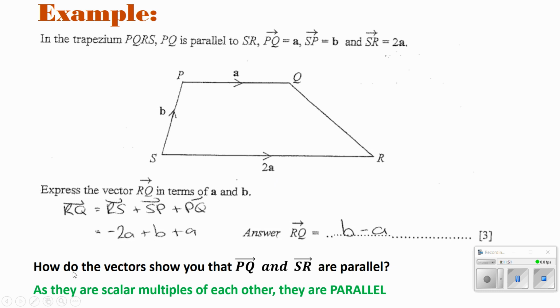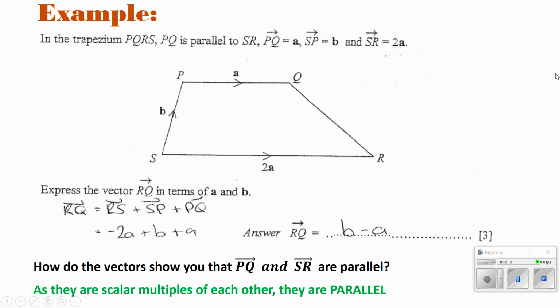So if you can prove that they're scalar multiples, some example of two vectors that might be scalar multiples of each other are, for example, b and 1/2 b, because the scalar multiple would be a half. So if they're scalar multiples of each other, then they're parallel, or collinear sometimes.